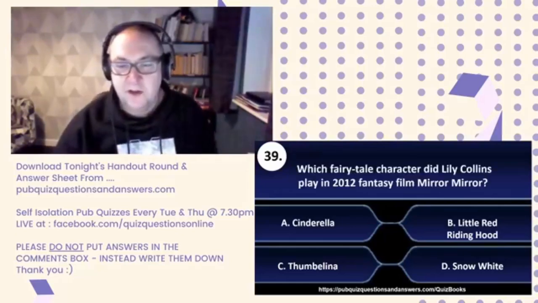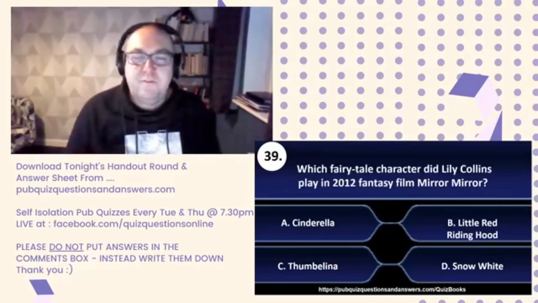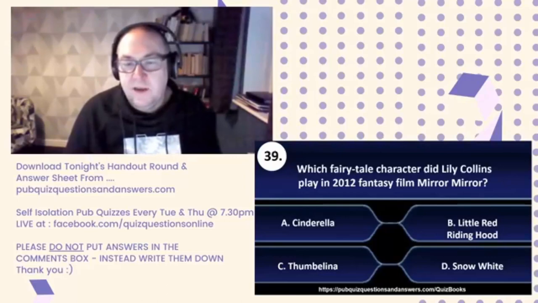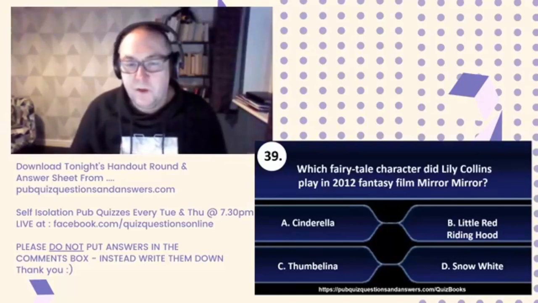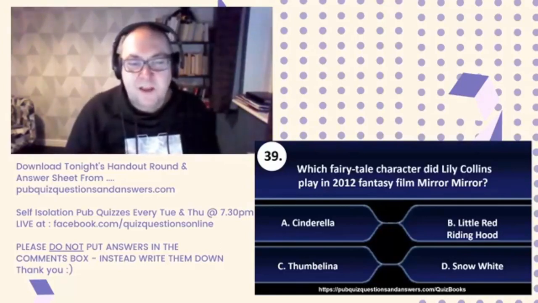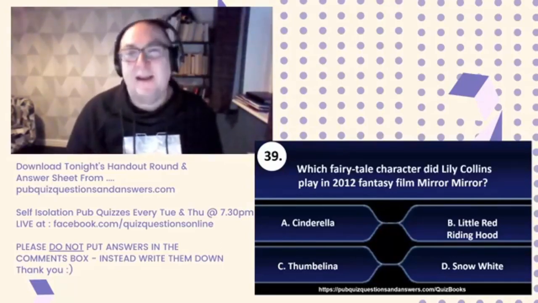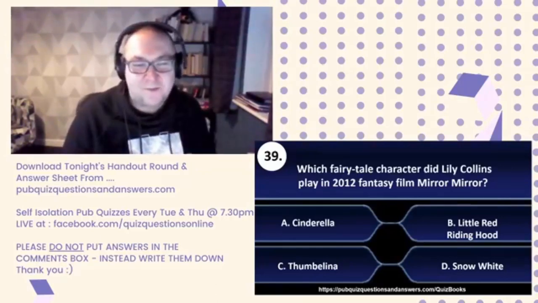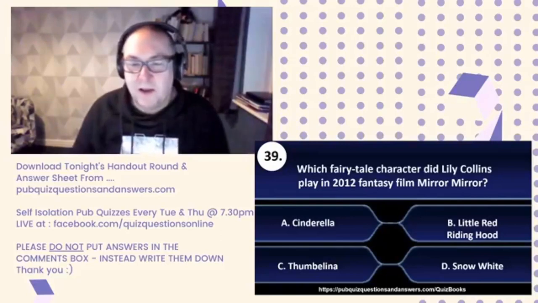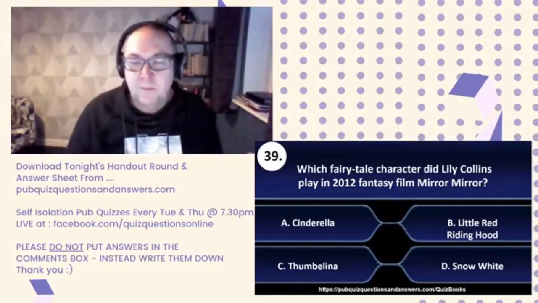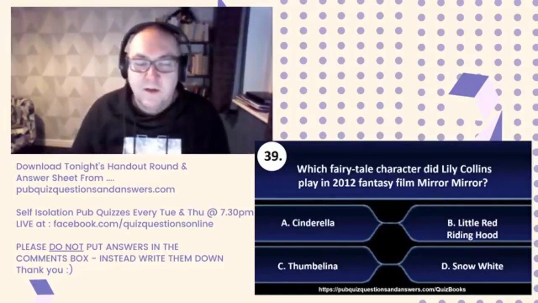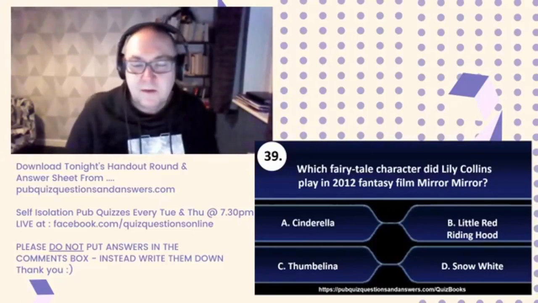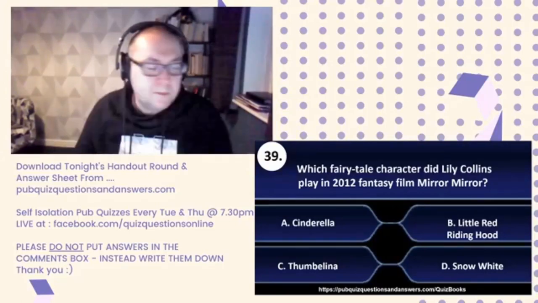And the question is, which fairy tale character did Lily Collins play in the 2012 fantasy film Mirror Mirror? Is it A, Cinderella, B, Little Red Riding Hood, C, Thumbelina, D, Snow White?